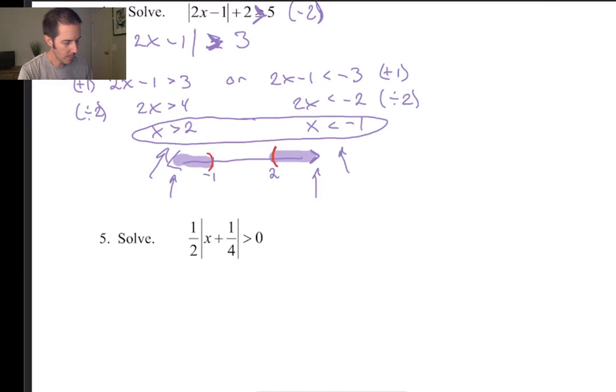This statement's a little bit unique because even after we multiply both sides by 2 in order to get rid of this 1/2, this side is still going to be a 0. So you're going to have an absolute value that's greater than 0.